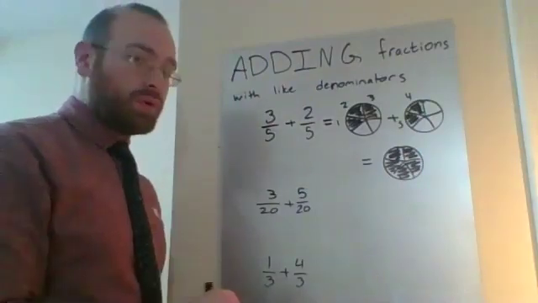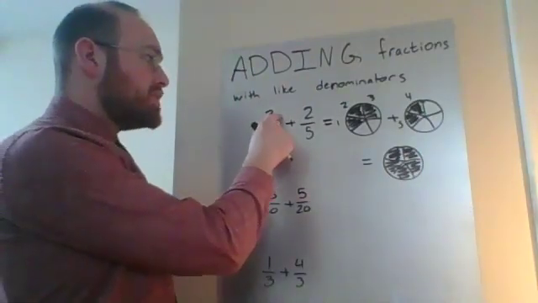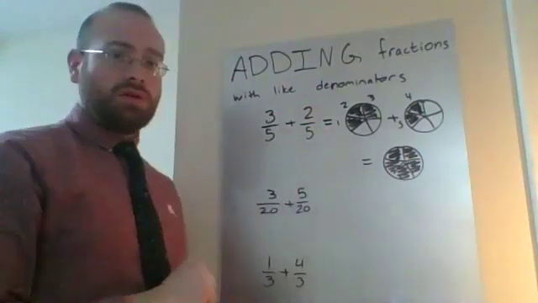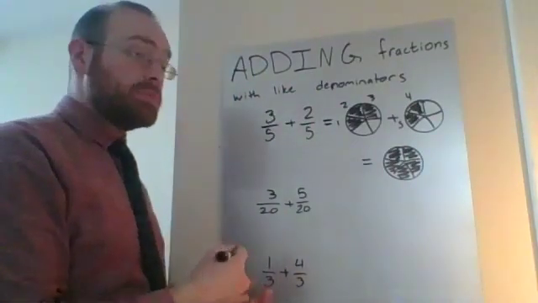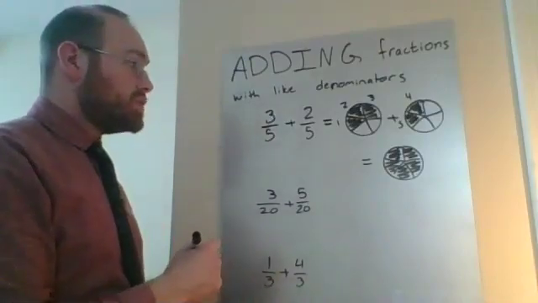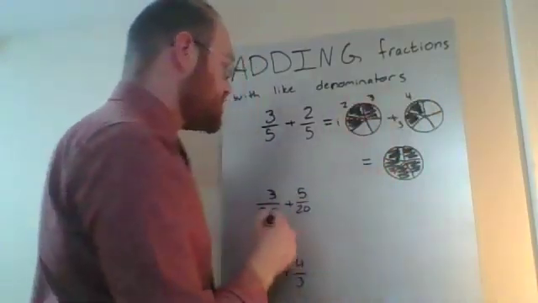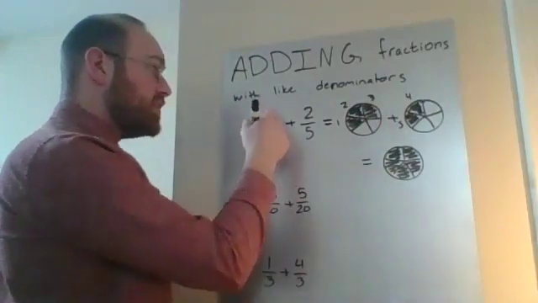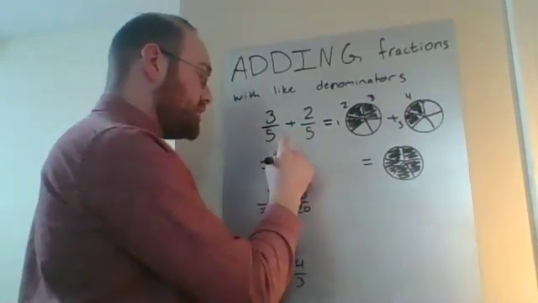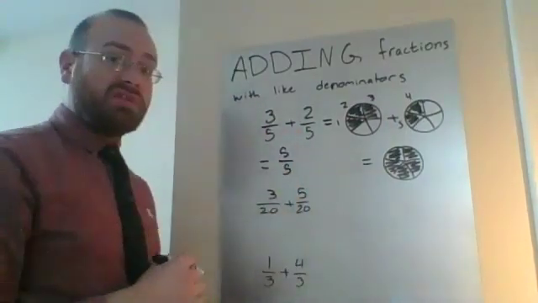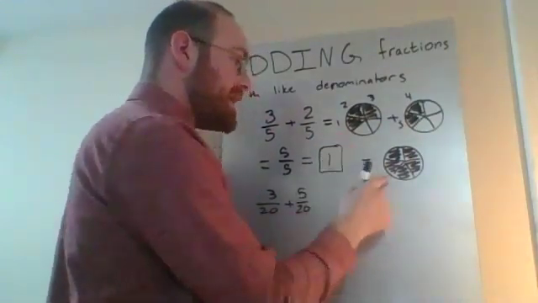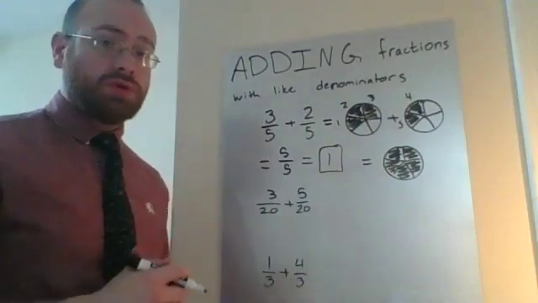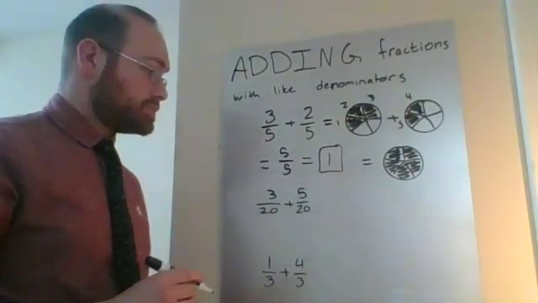And notice also that all we did was add together the numbers in our numerator. So we could do this without drawing pictures, just by adding 3 plus 2 is 5. And 5 divided by 5 is 1, which matches our picture of the whole circle filled in.